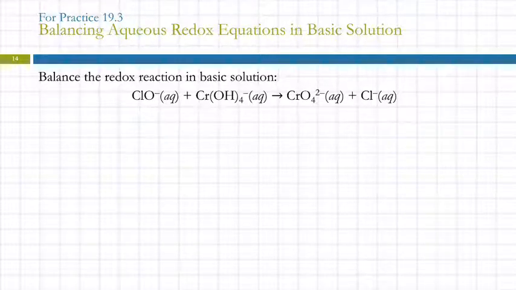Okay, balance another one in basic solution. So these are a little more complicated, but you can just kind of ignore the oxygens and the hydrogens and look for the other elements. This one's chlorine and this one's chromium. So the thing containing the chlorine has to go to the thing containing the chlorine. And so that's how you decide what goes in each half reaction.